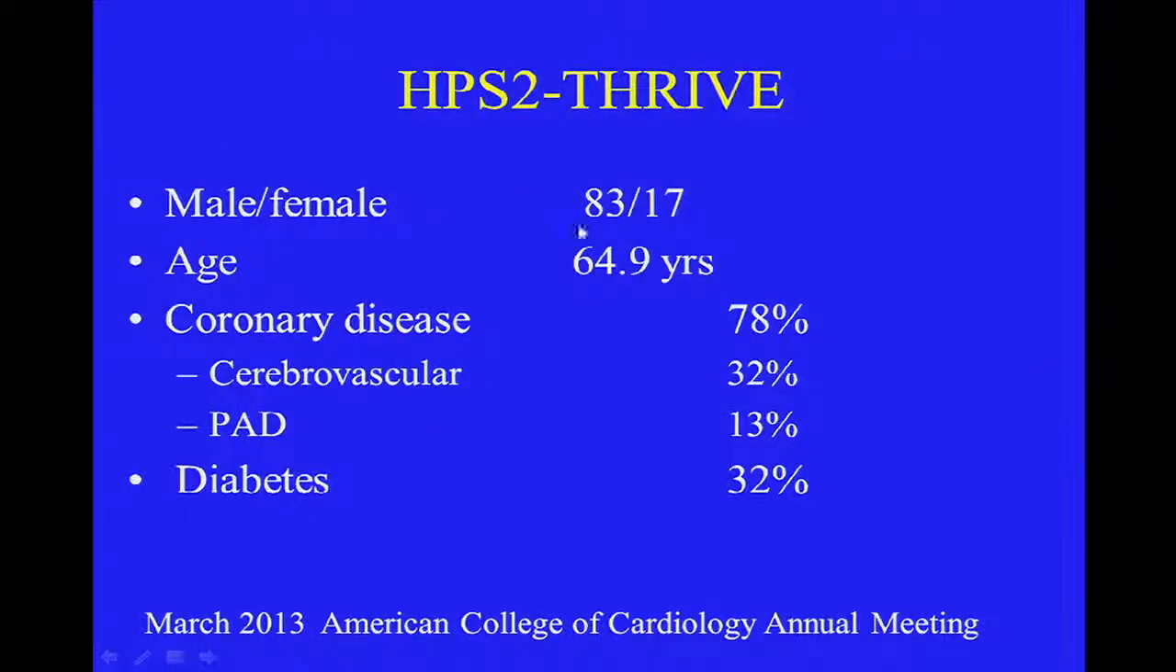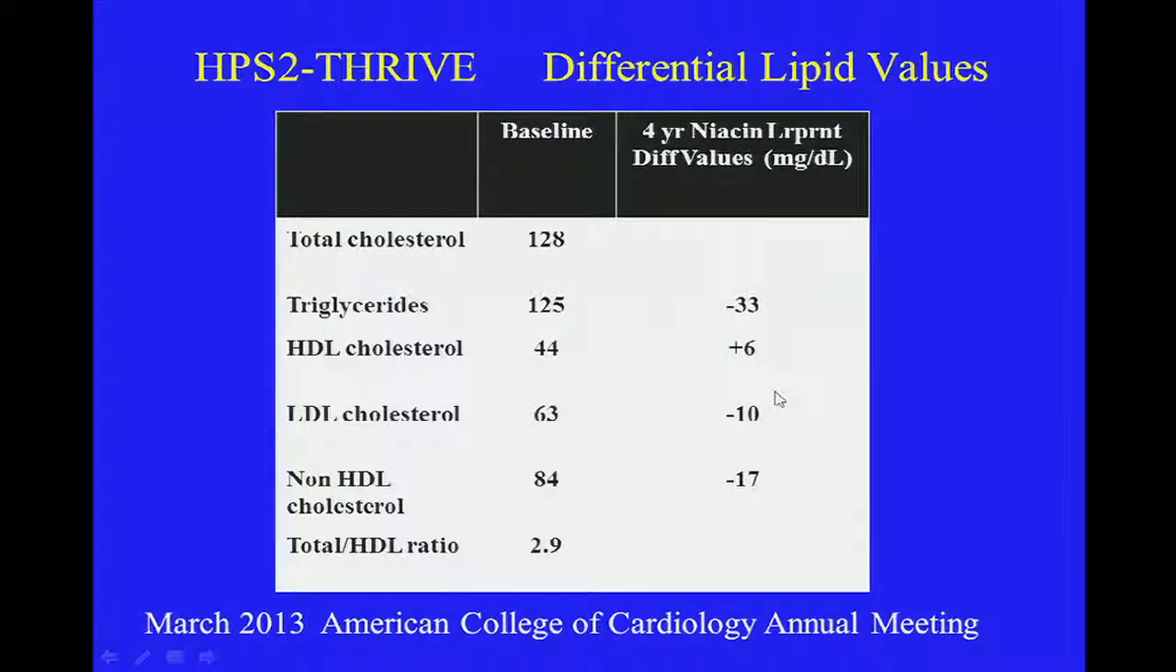So these were the male, female, the ages, the people with diabetes here, and a lot had already had disease. And these were the differential lipid values at four years. And let's take a look. The triglycerides were less with the niacin. The HDL was 6 milligrams per deciliter greater. The LDL was minus 10. So the non-HDL difference was minus 17.